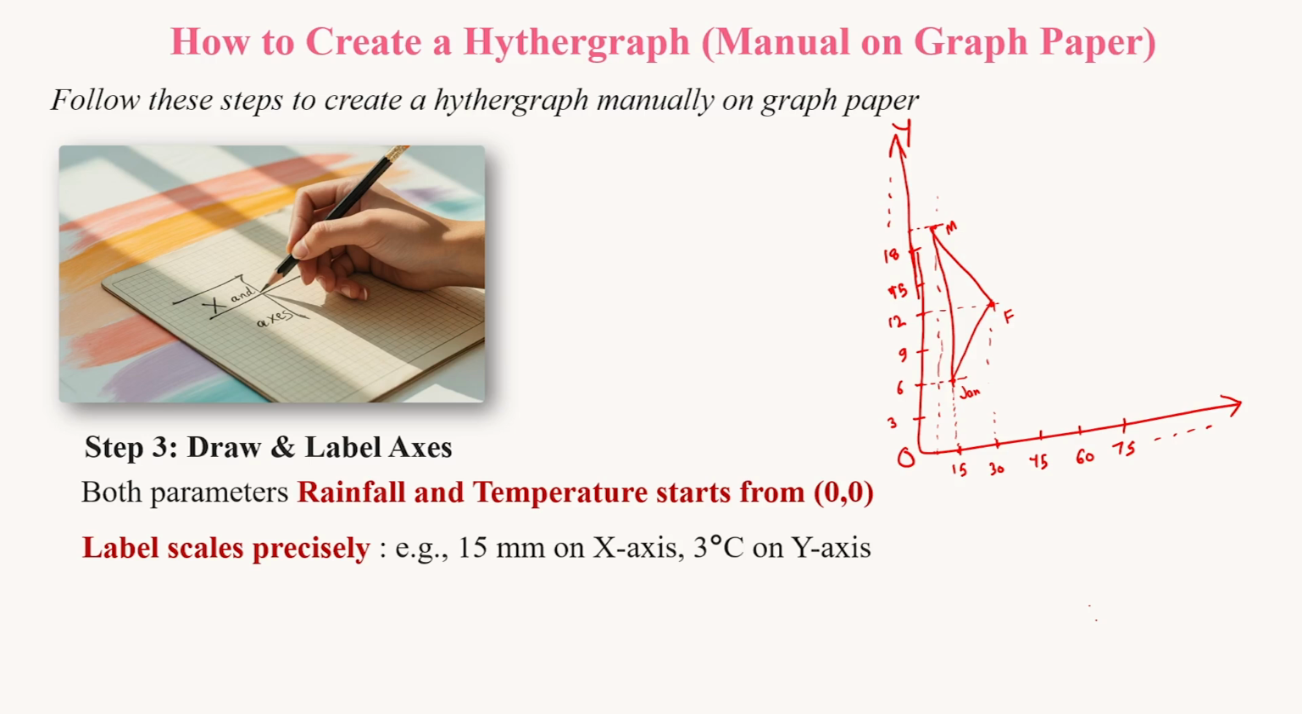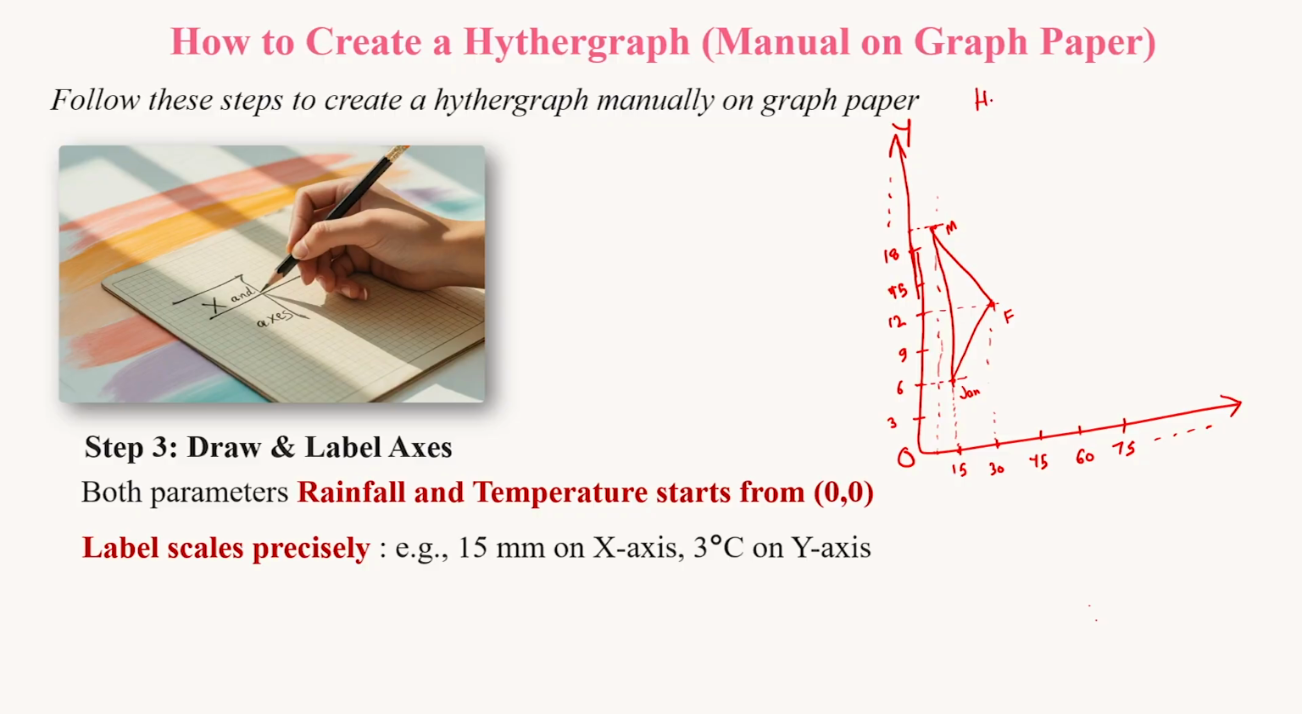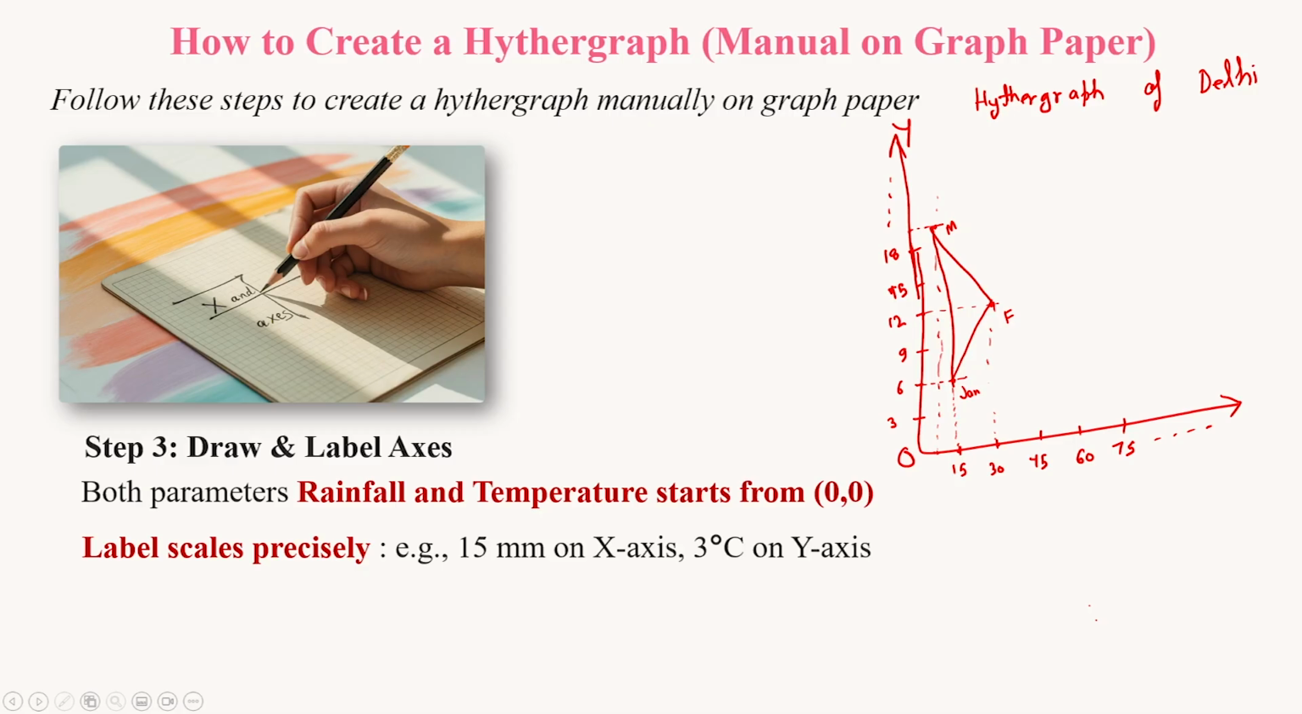After creating our Hythergraph, we will write a title on the top. We created this Hythergraph for the location of Delhi, so we will write a title like this: Hythergraph of Delhi. After creating the graph, we will check that what we created is correct and see if there is any error. If there is an error, we will rectify it. This way we can create our Hythergraph. I hope you understand how we can create a Hythergraph on a graph.